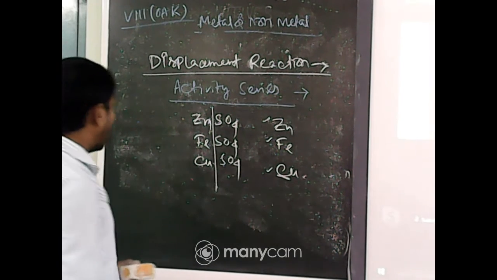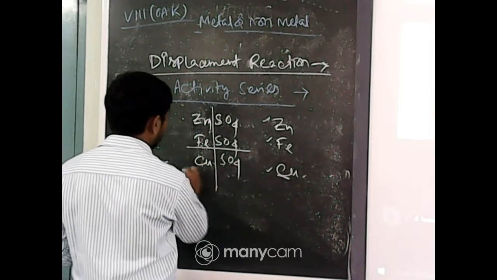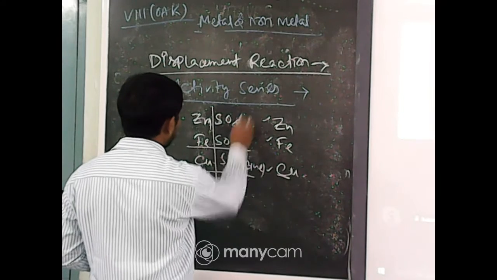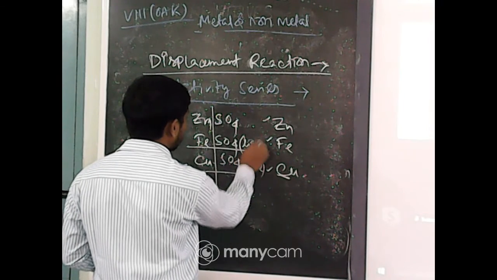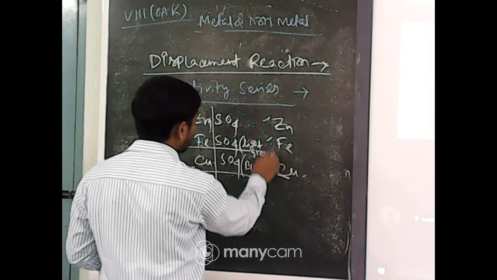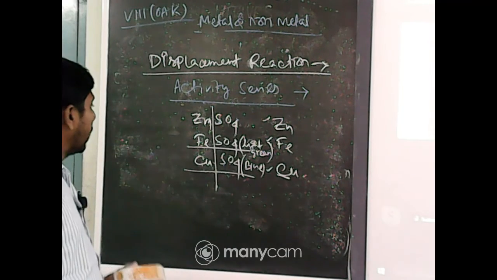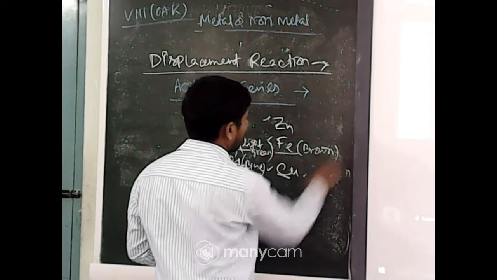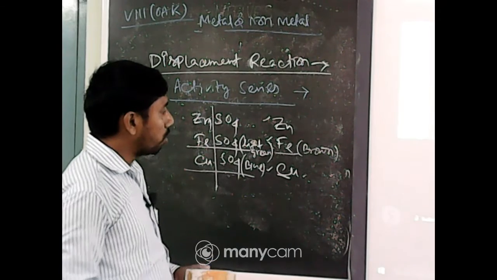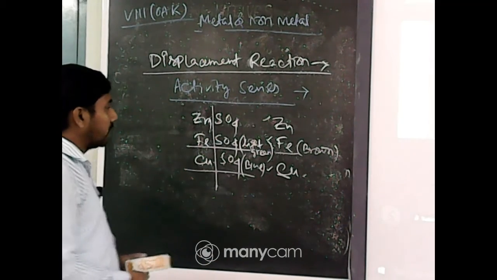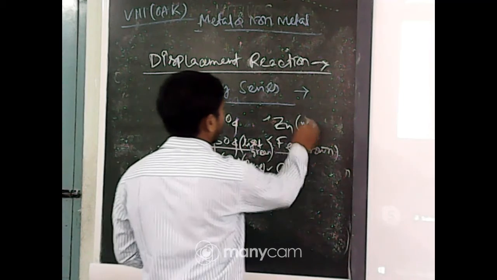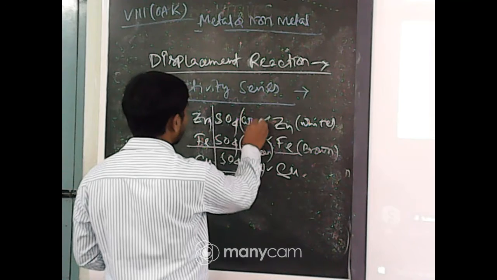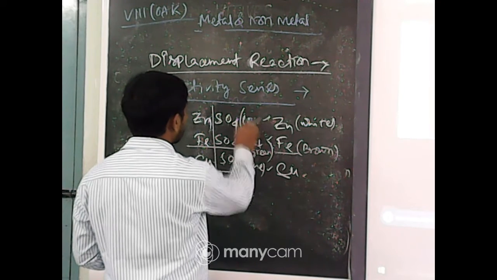Now the colors: copper sulfate is blue, zinc sulfate is white, ferrous sulfate is light green. Iron itself is brown in color, copper is also brown, zinc is white in nature. Zinc sulfate solution is also white, or you may say clear and transparent.